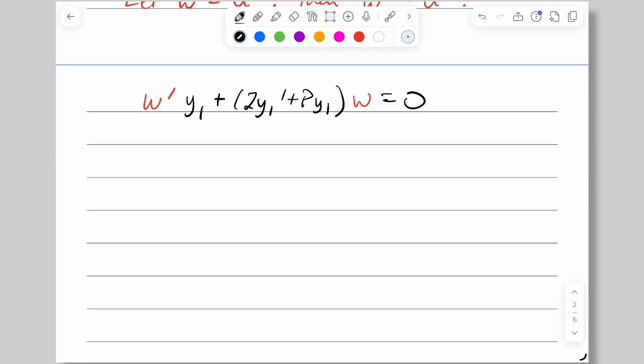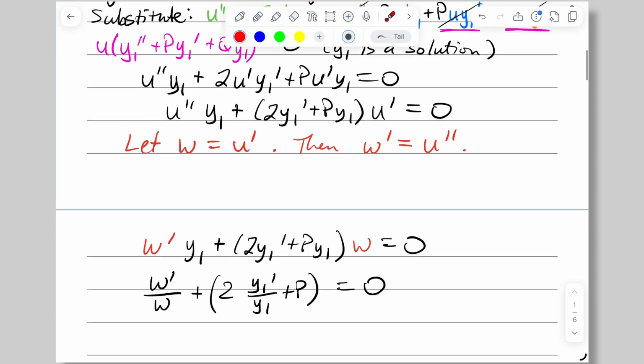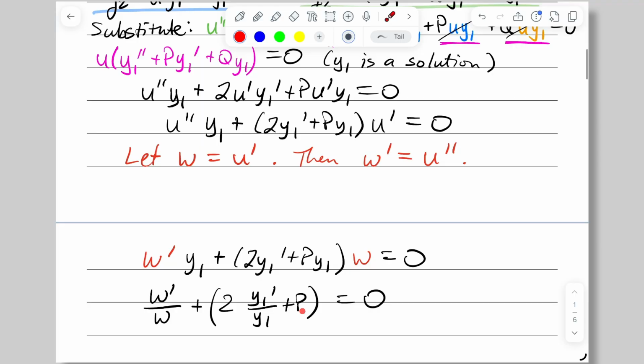As it happens, this equation is linear and separable. We're going to approach it using a separable approach. So we have W prime over W plus, in parentheses, 2 times Y1 prime over Y1 plus P is equal to 0.